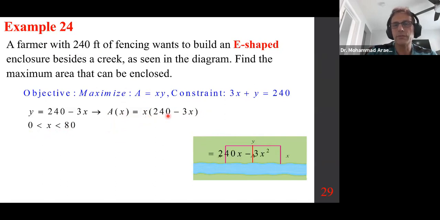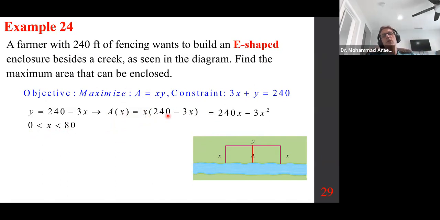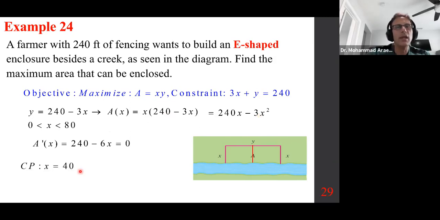We distribute because now we are ready to differentiate. A prime is 240 minus 6X. We set it equal to 0 to find the critical point. X becomes 40. Now, it's important for everybody to understand that when we come this far, all it means is we found the critical point. Is it going to maximize or minimize? We have to show the work.